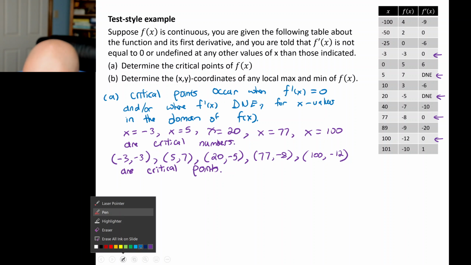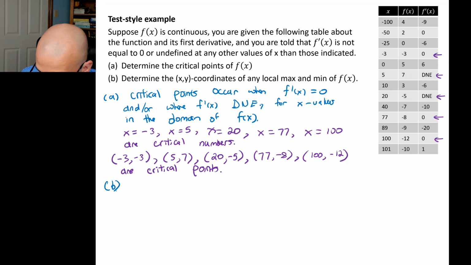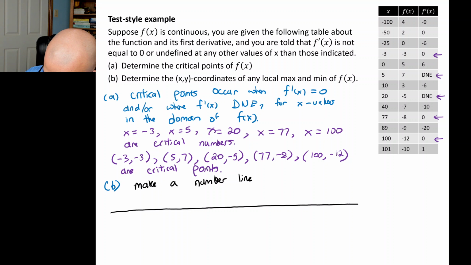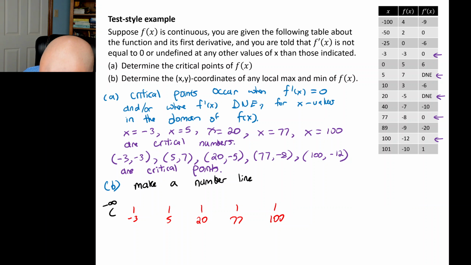Now part B, we need to make a number line. So we only have to cut the number line at those particular x coordinates. So at -3, +5, +20, +77, and +100. So I'll make it a little bit smaller.